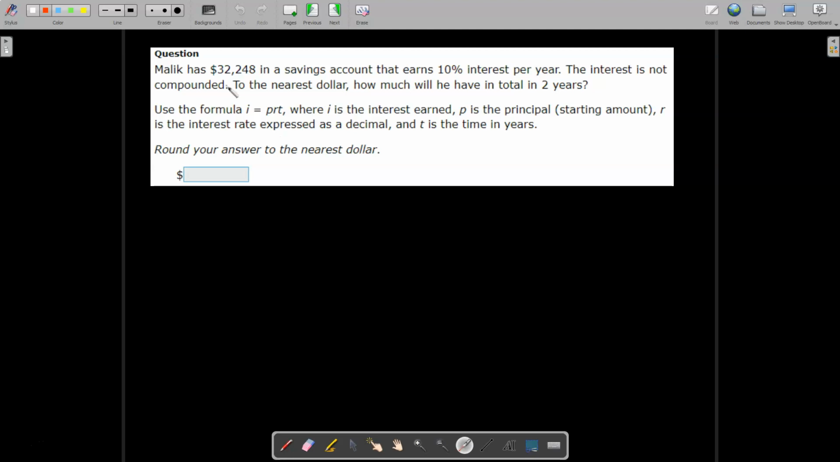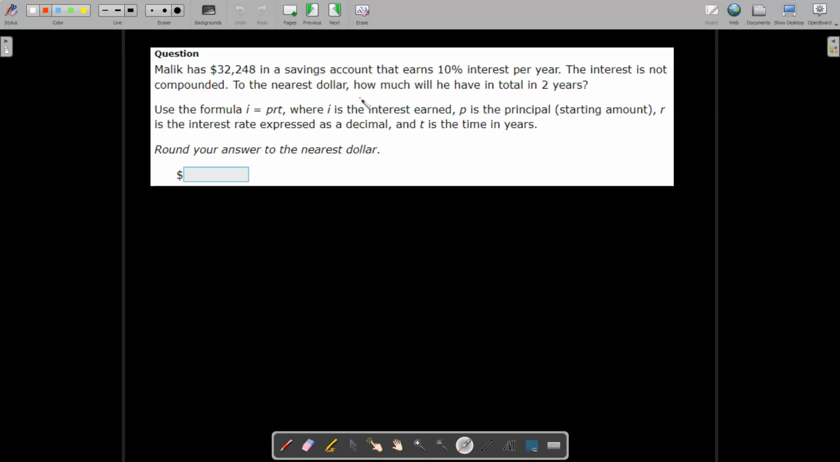Looking at our next question, Malik has $32,248 in a savings account. It earns 10% interest every year, each year, or per year. The interest is not compound. To the nearest dollar, how much will he have total in 2 years?